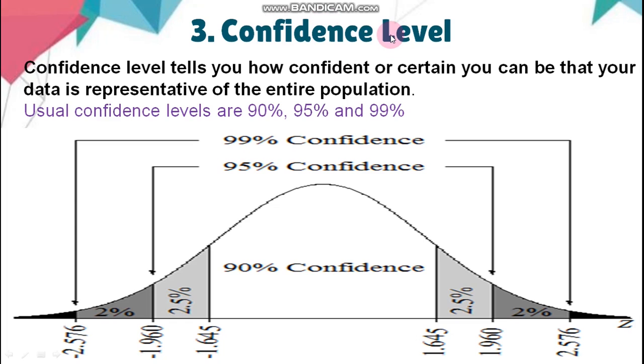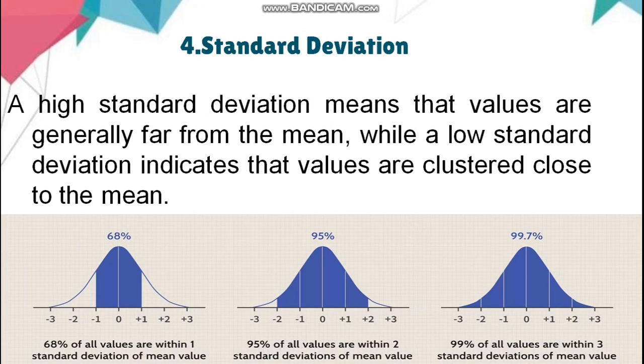Next one is confidence level. In confidence level, researcher decides how confident or certain he or she is about the research work. Usual confidence levels are 90%, 95% and 99%. Usually, social science research workers take 95% level of confidence for research work.